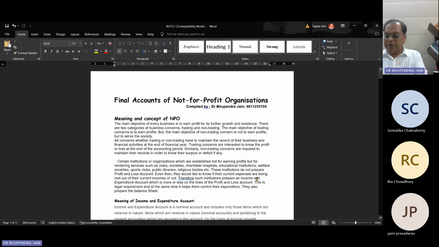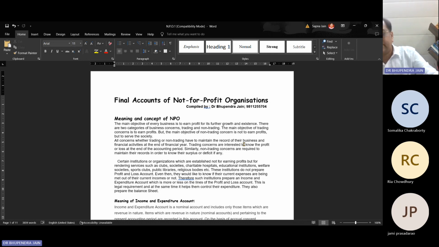But in most of the cases, the income expenditure account is given to us, and on the basis of the income and expenditure account, we have to prepare the balance sheet. And on the basis of the receipt and payment account, we have to prepare number first, the income expenditure account, and number second, the balance sheet. Clear? And the income and expenditure account is just like the profit and loss account.